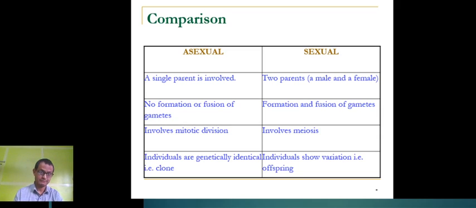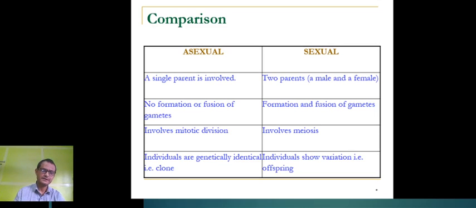In asexual reproduction, as a result, there is no formation or fusion of gametes. Now, what are gametes? Gametes are the sex cells. So there is no production of sex cells in asexual reproduction. But in sexual reproduction, there is always the formation and fusion of sex cells. That means the male sex cell and the female sex cell will fuse.